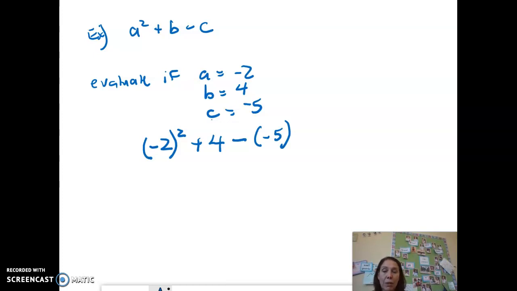So now I'll evaluate it. The base here is a -2, so that's going to be a positive 4, plus 4, and then minus a -5 is plus 5. And then I'm just going to add: 4 plus 4 is 8, 8 plus 5 is 13. That's what I just want to make sure you know as you're heading into plugging variables into expressions. Put them in parentheses and then do your order of operations.